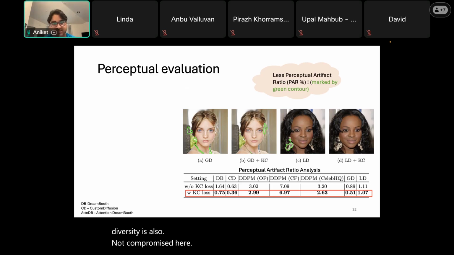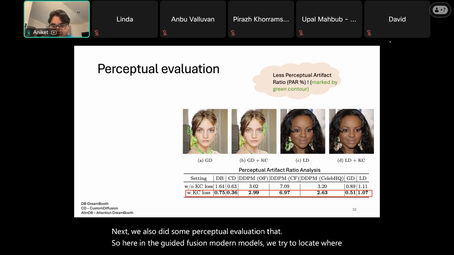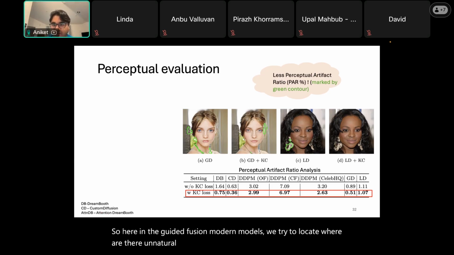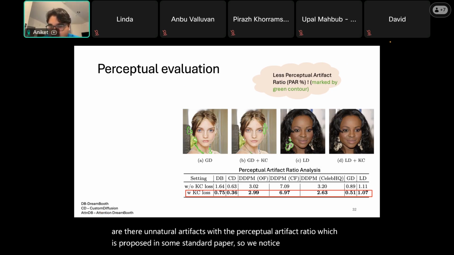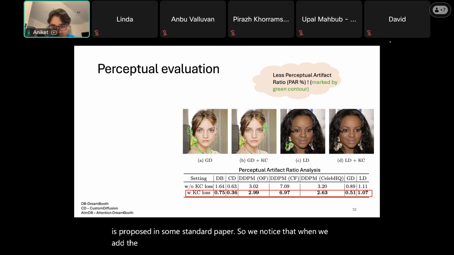Next, we also did some perceptual evaluation. Here in the guided diffusion generated image models, we try to locate where there are unnatural artifacts with the perceptual artifact ratio, which is proposed in a standard paper. We notice that when we add the kurtosis loss, the perceptual artifacts are reduced, both qualitatively and quantitatively.